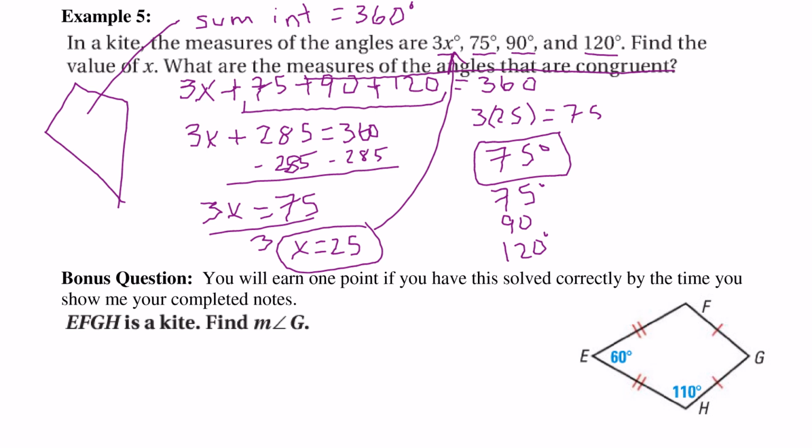All right, so notice the next part is this bonus question. You're going to earn 1 point, but you have to have it solved correctly by the time you show me your completed notes. Some of you guys have been going back and doing this later. So remember that this is a kite. So remember some of the things that I did up above and which angles are going to be congruent to each other, because you need to remember that when you solve this one. Good luck.